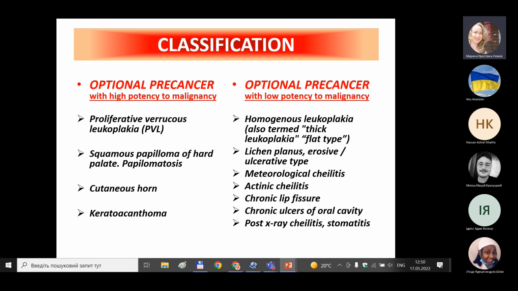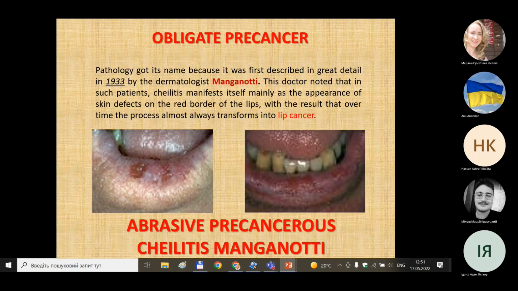So that is what we have discussed in the previous lecture, radiation-induced mucositis. And one by one, we will discuss every entity.